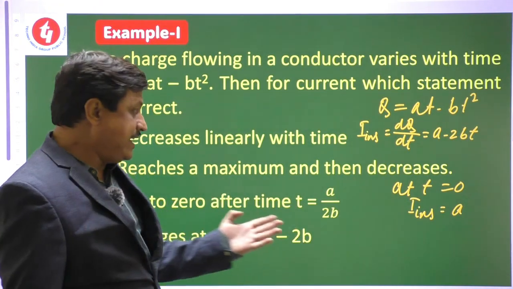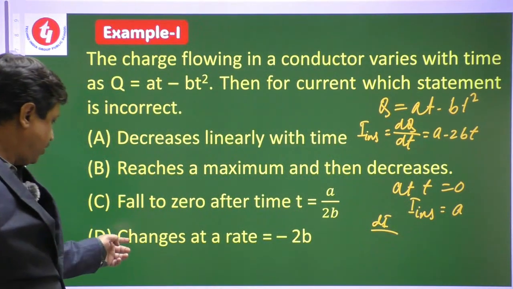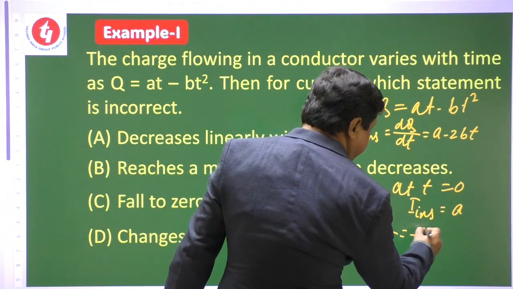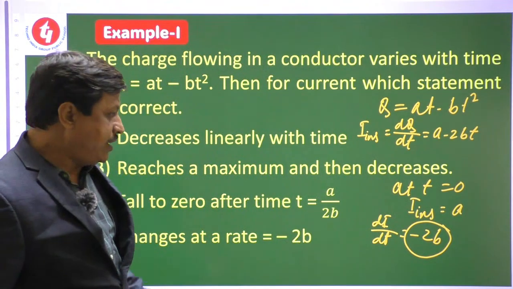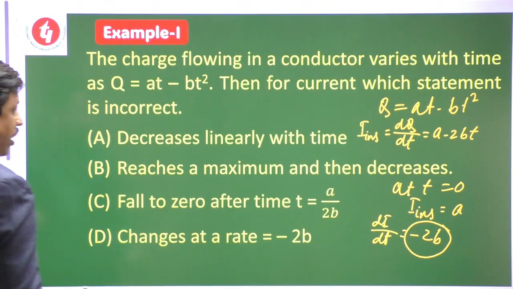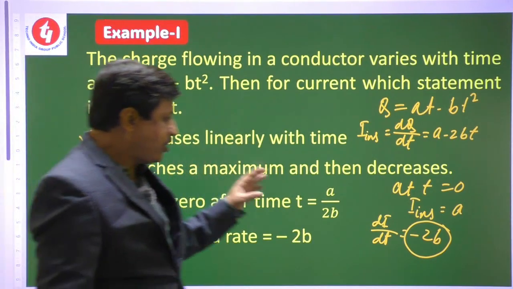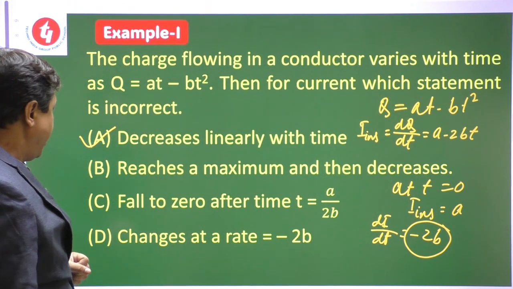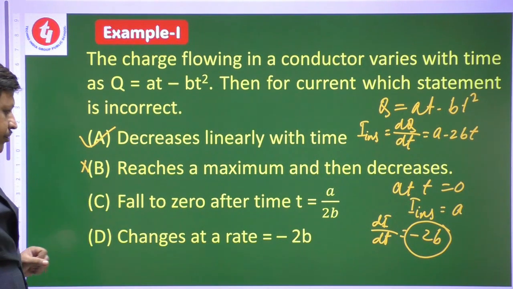And what is the change of current? The rate of change of current is -2b, that means di/dt = -2b. Minus 2b indicates the current decreases. So "decreases linearly with time" is the right answer, because the rate of change of current is -2b, and minus indicates the current decreases. "Reaches a maximum and then decreases" is wrong.